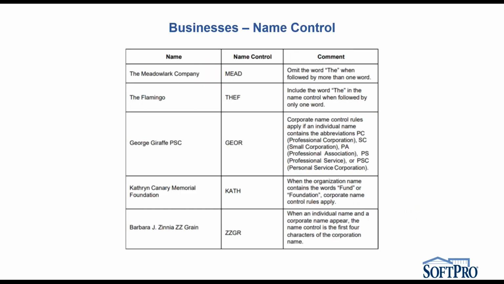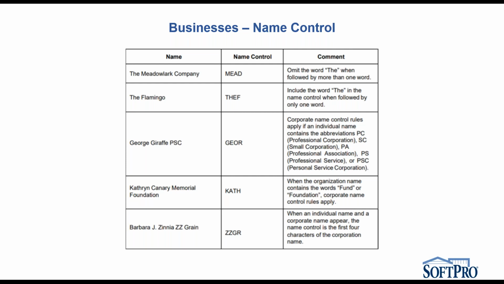Businesses, estates, things like that, it's a little bit more hairy, just so that you guys are aware. IRS is crazy sometimes on their rules, but notice that I have the Flamingo and I have the Meadowlark. And the Meadowlark Company is MEAD. The reason why is you omit the word "the" when it's followed by more than one word. So because it's got the word company after it, it's MEAD. But notice the Flamingo is THEF, and it's because there's only one word after the. But anyway, there are some really interesting things on here.